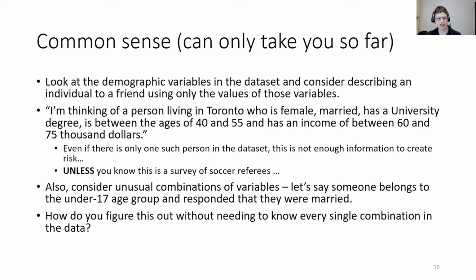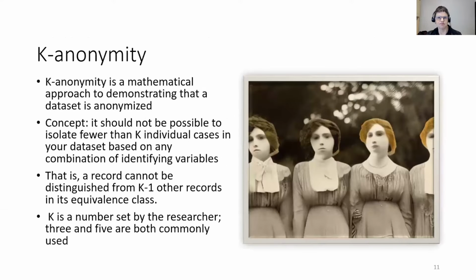However, you also need to consider unusual combinations of variables. Now, you may only have that set of variables I mentioned in the previous question, but let's say someone belongs to the under 17 age group and responded that they're married. The person's probably pretty unusual. So how do you figure this out without needing to know every single combination in the data? Basically, you have to mathematically assess every combination in the data.